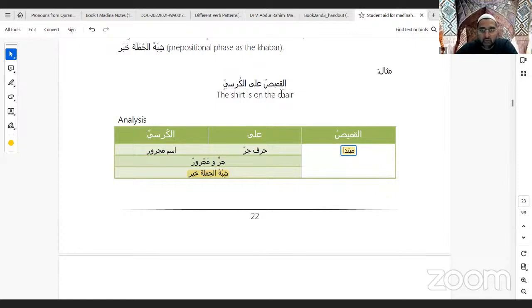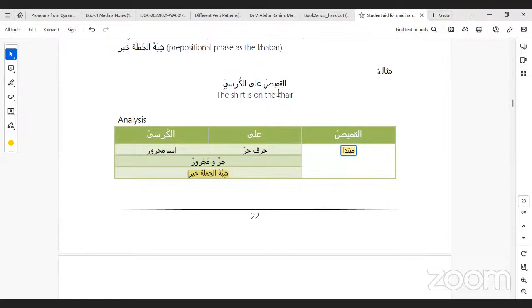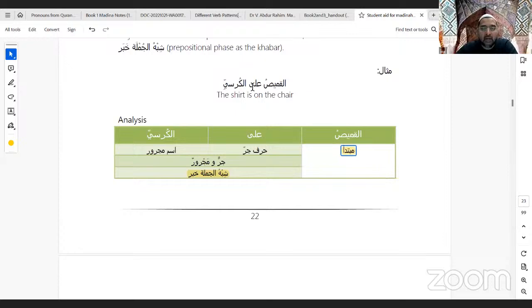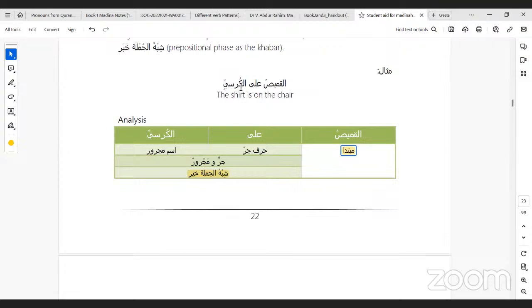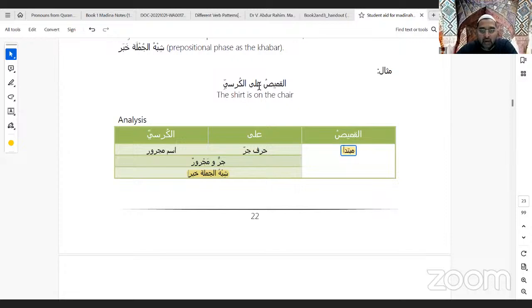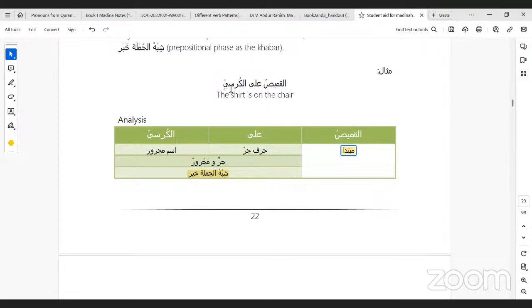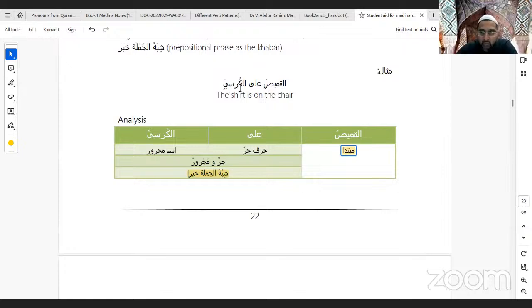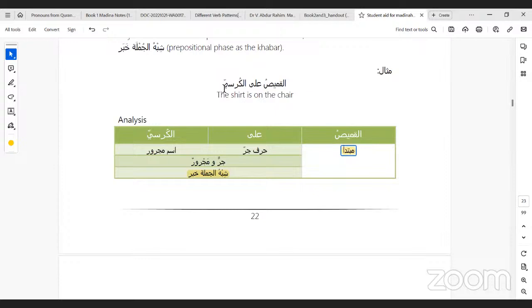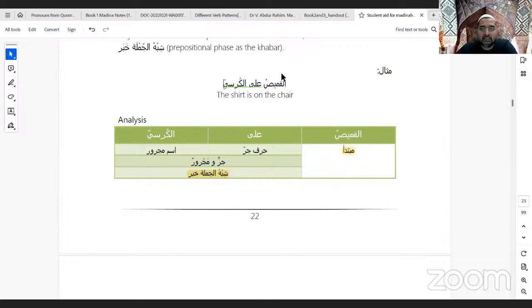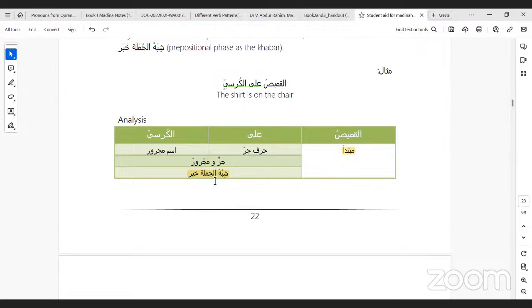Al-qamisu is the subject, is mubtada. Even though al-kursi has alif lam, because there's a preposition, normally the khabar comes indefinite, but when it comes with a preposition, then even though it has alif lam, because it's preceded by ala, it's treated as khabar. So the noun after the harf jar can come with alif lam and without alif lam, but all of this together will be treated as the khabar.